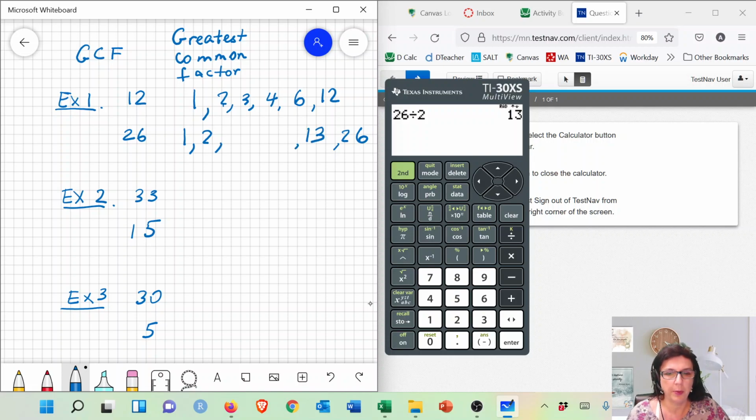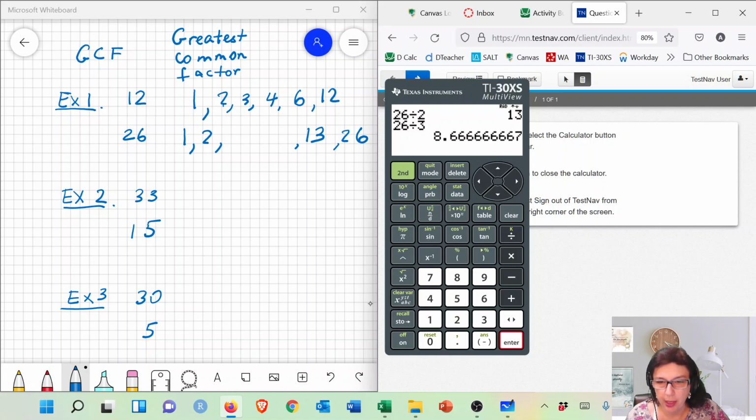Great. How about 3? Let's try that. 26 divided by 3. No, it's not, because I got a decimal part. So 3 is not a factor. How about 4? 26 divided by 4 is 6.5. Again, I get some kind of dot. A dot is not good. It's not a factor. 5 is not, because in order for 5 to work, your number has to end with a 5 or a 0, and it doesn't.